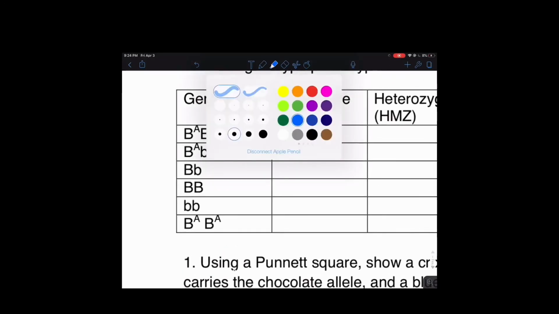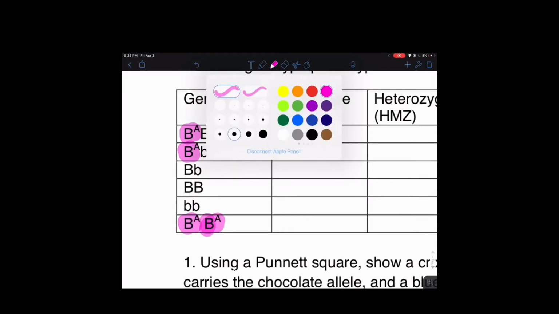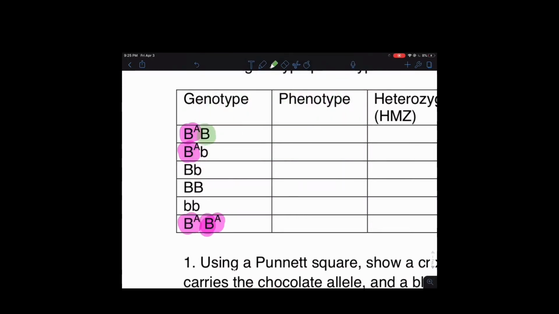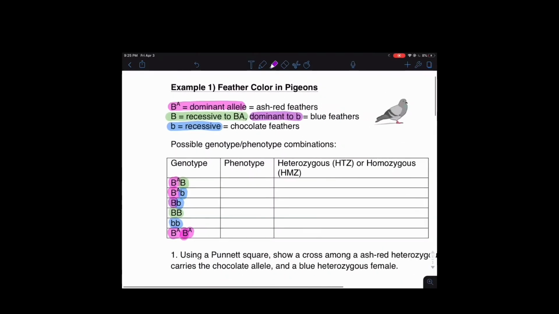So I'm first going to highlight all the dominant alleles, which is the BA. And next I'm going to highlight the capital Bs, which are the recessive allele to BA. Now I'm just highlighting the lowercase b's, which are the recessive alleles. And last but not least, the capital B, which is dominant to lowercase b.